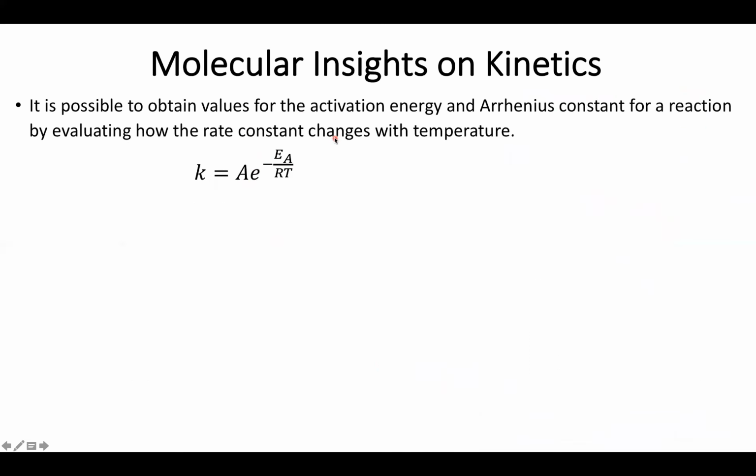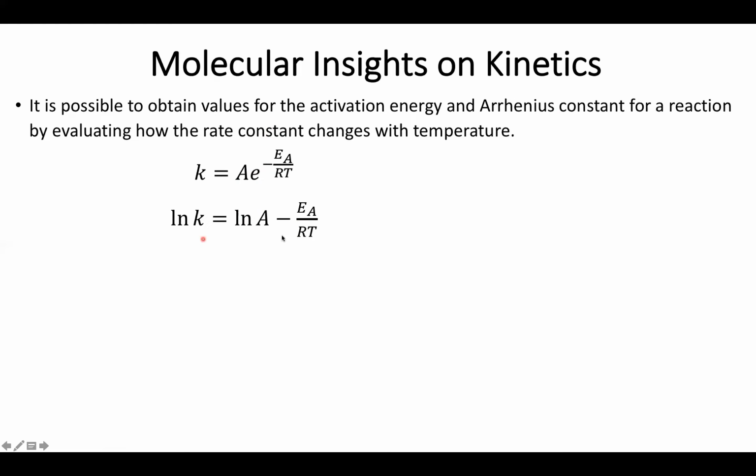And one of the ways we can do this is take our Arrhenius equation and try and evaluate how that rate constant changes with temperature. So in order to do that, the first thing we're going to want to do is make it so it's easier to fit this equation to a straight line. So I have to get rid of that exponential. If I take the natural log of both sides, I can go ahead and pull out that Arrhenius constant as a natural log of A. And all I'm left with for the exponent is just minus activation energy over RT.